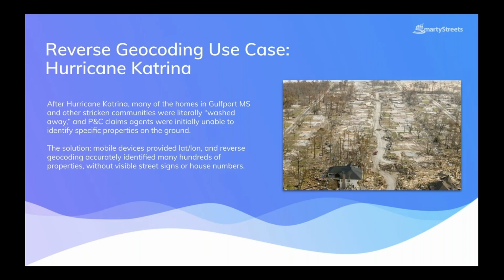I was working in geocoding at this time, and I remember working with some of these companies to implement a reverse geocoding solution using mobile devices. The mobile devices provided the lat longs, and then reverse geocoding was able to accurately identify many hundreds of these properties that were washed away without any street signs or house numbers, by being on the property, getting a reverse geocode, and then locating the property where it was located.